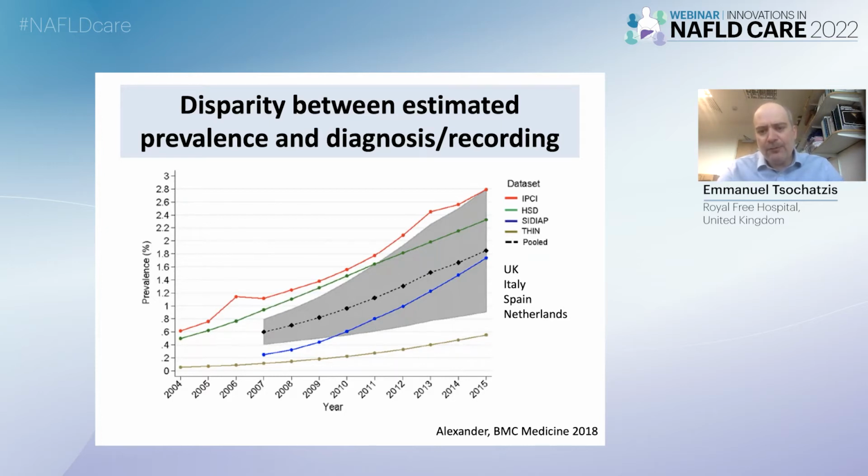This comes from 4 large GP databases in 4 European countries. And as you can see, the coding of NAFLD starts from as low as 0.2%, and the highest percentage is 2.6%. So there is a lot to be achieved still in recognizing the disease.